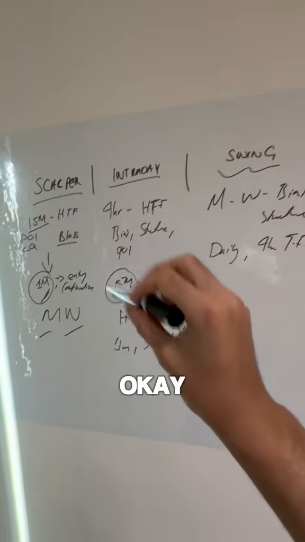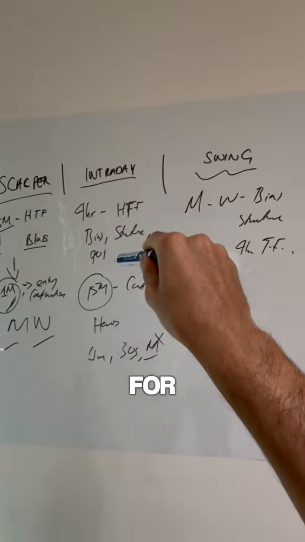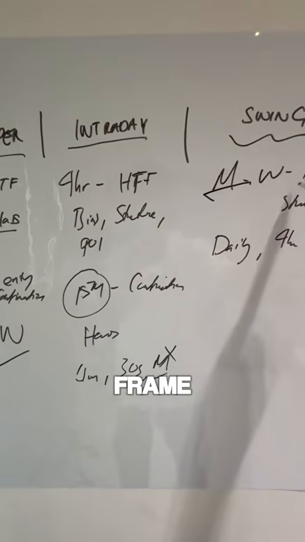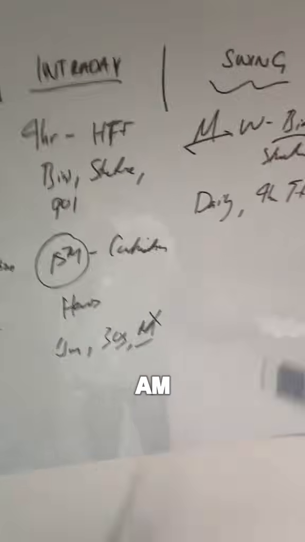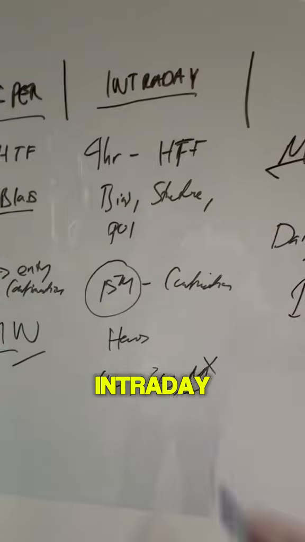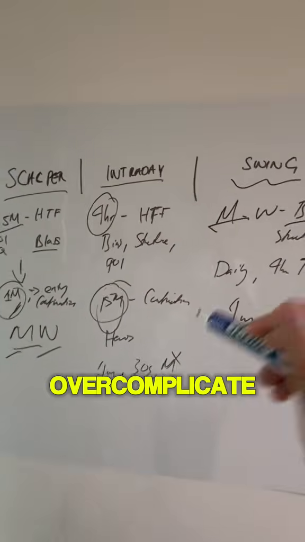But the thing is, it's the exact same strategy for scalping, for intraday, for swing. The only difference is my higher time frame and my lower time frame. If I am swing trading, I do not care about what the 1 minute is going to do. If I'm scalping, I do not care about what the monthly or the weekly is going to do. If I'm intraday trading, I'm just focusing on the hourlies and the minutes for my confirmation. Don't overcomplicate it, keep it simple.